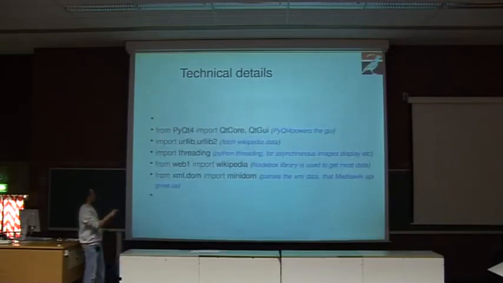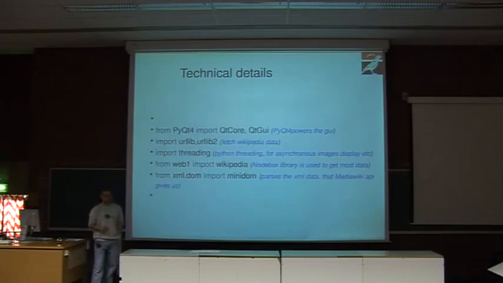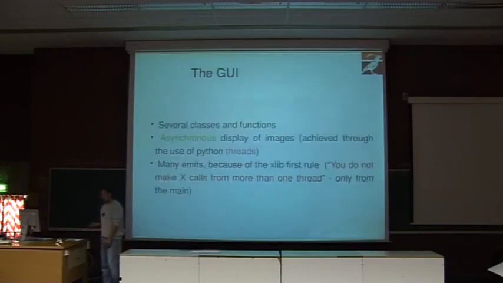PyQt for the GUI. These native Python libraries to do the Wikipedia parsing, urllib and the Infobox library. And we use threading. I didn't explain before that as soon as we perform a query, we get the images in asynchronous mode. That is, we might get the first image, the fourth, all asynchronously. We don't expect them to be loaded serially. A few details about the GUI.